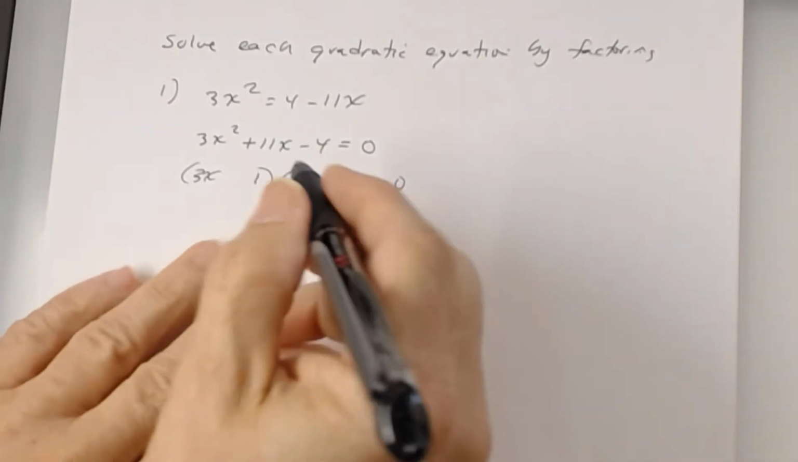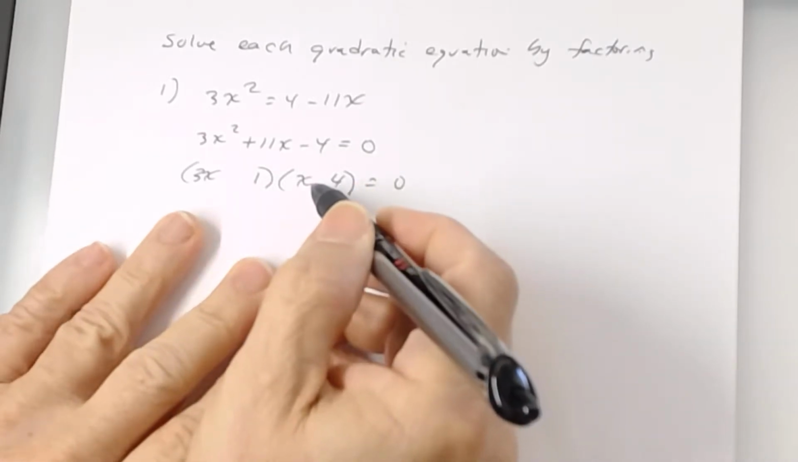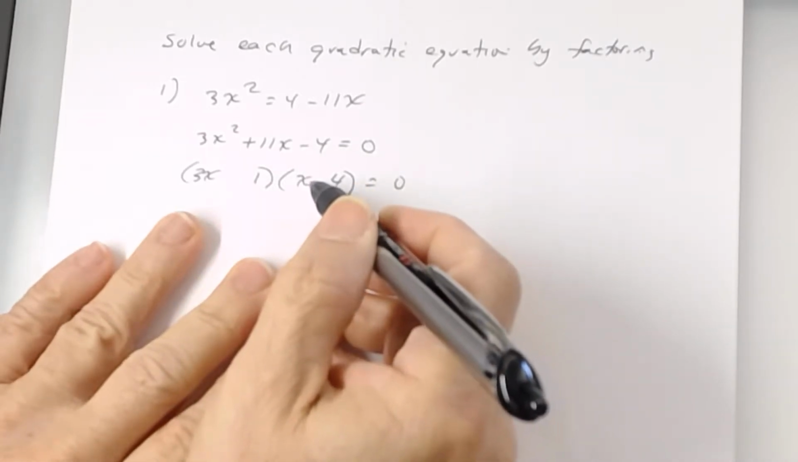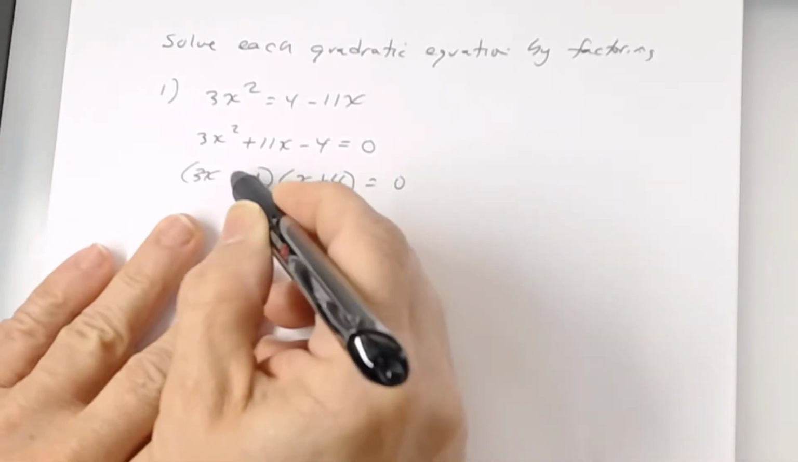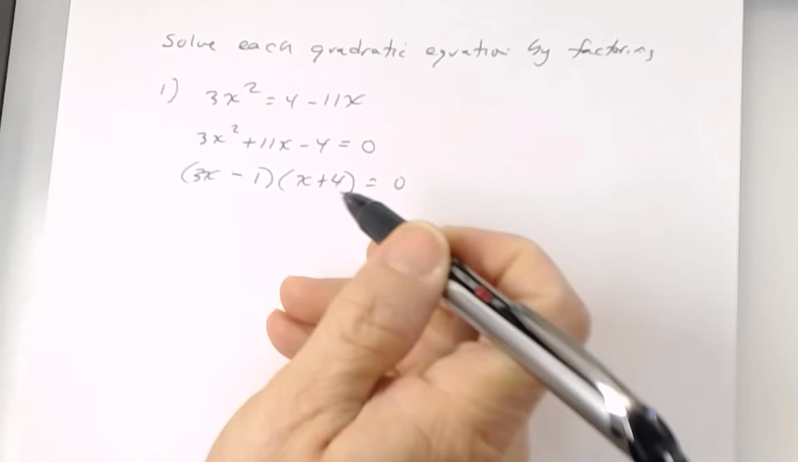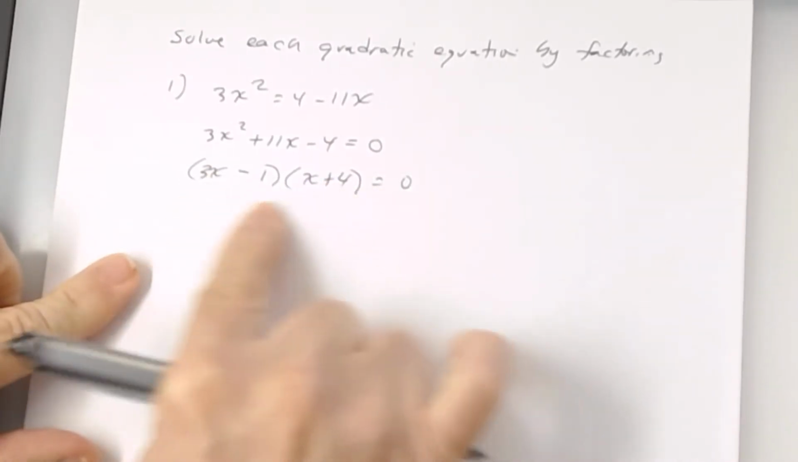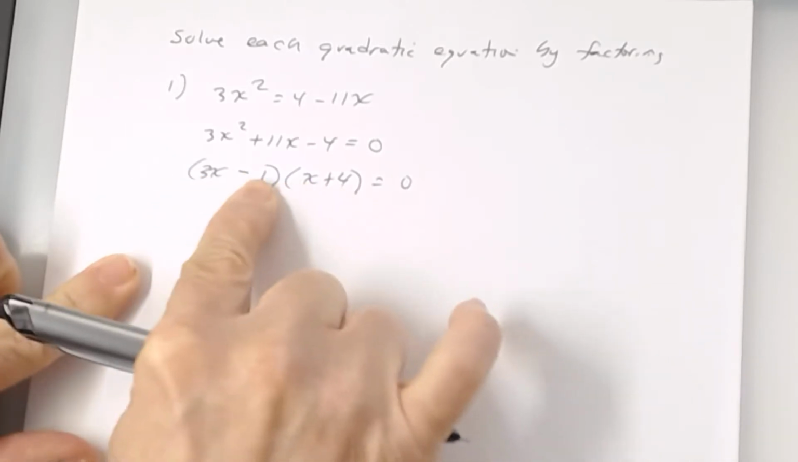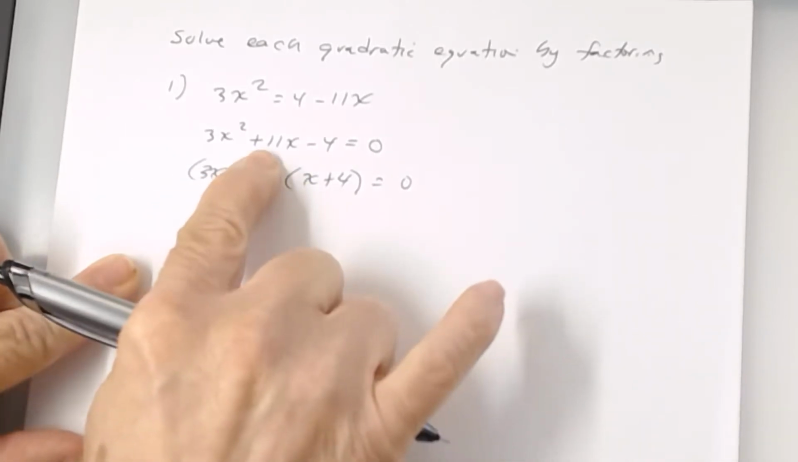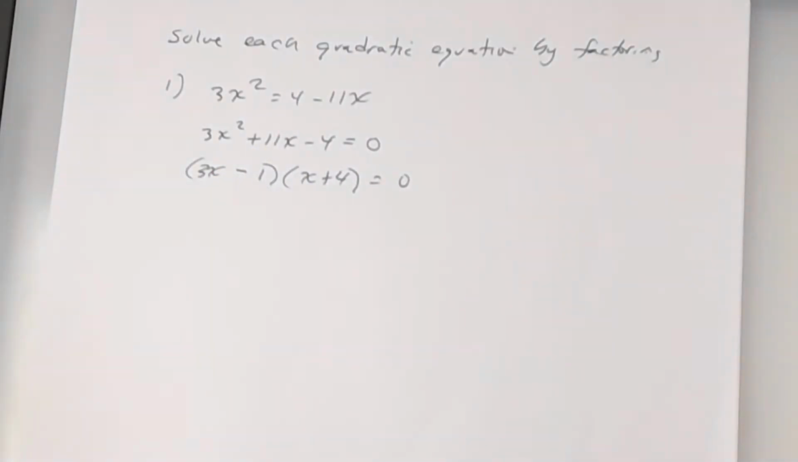And the last sign's negative. That means these signs in here are different. So which one do you think is the 4? Positive. Now, even before you go further, check. What's the outer? 12x. What's the inner? Negative 1x. When I add them up, do I get a positive 11x? Yes. All right. So that was step 2, right?